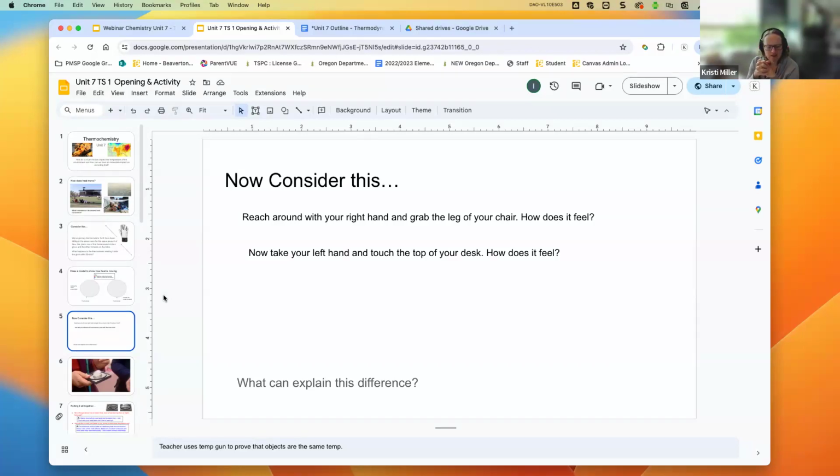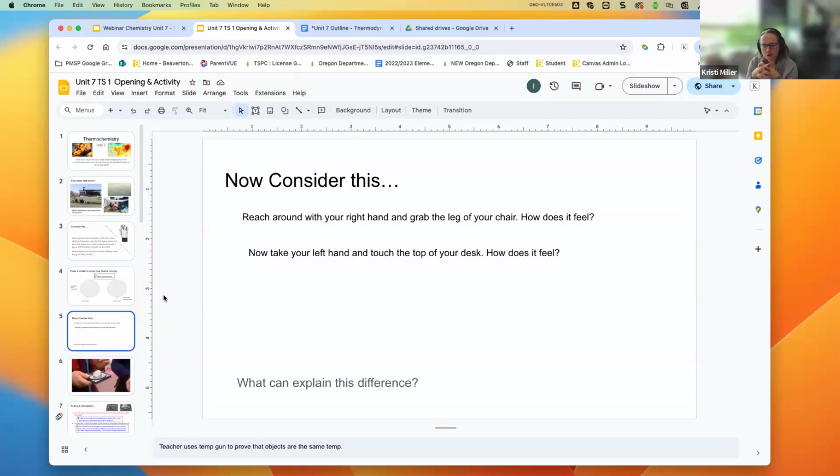So then we say, well, that's weird. Why is that happening? Well, metal's just cold. Okay, well, haven't they been sitting in the same room all day? Yeah. So wouldn't they be the same temperature? Well, no, because the leg feels cold, right?